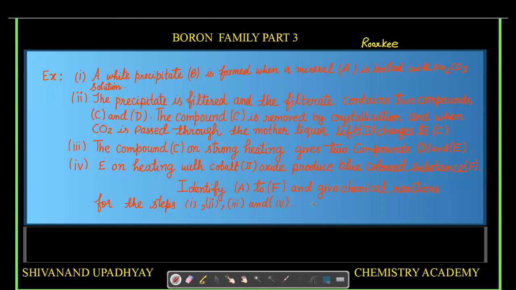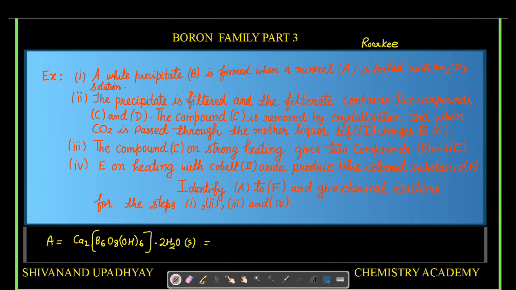Okay. So first thing I want to write here: a white precipitate B is formed when a mineral A is boiled. So the mineral A is colemanite, and colemanite is Ca2B6O11.5H2O. I'm writing logically. So there are 8 B-O-B bonds, and there will be 6 OH groups attached to each boron atom. After this, we can see that there is only 2 water of crystallization left. So this is the very logical structural way to write this.